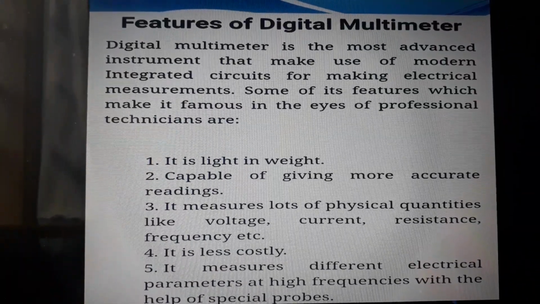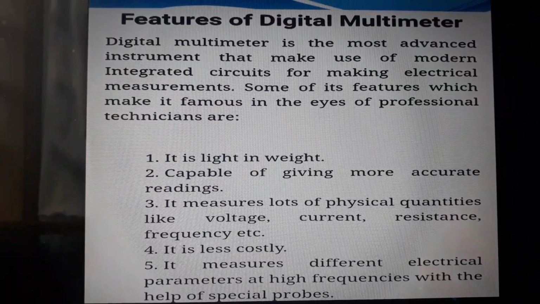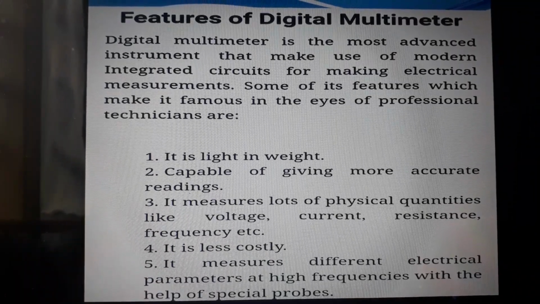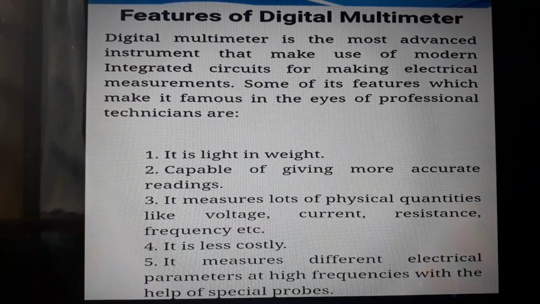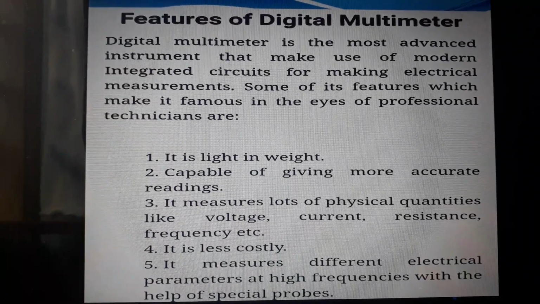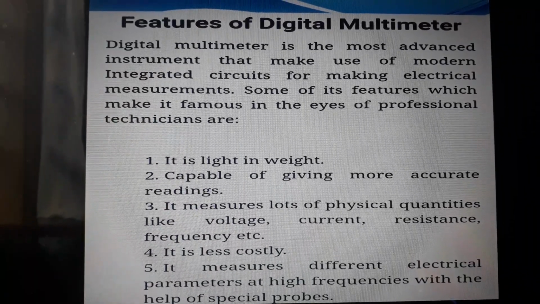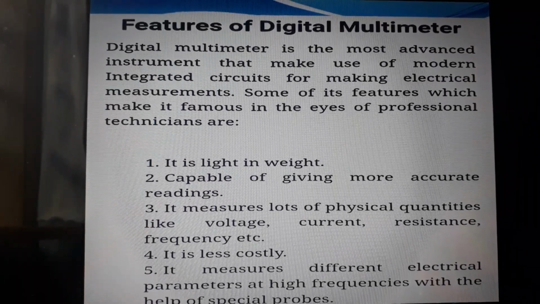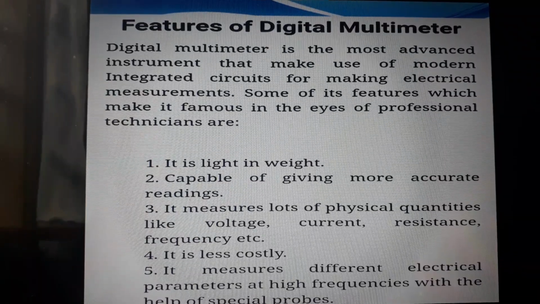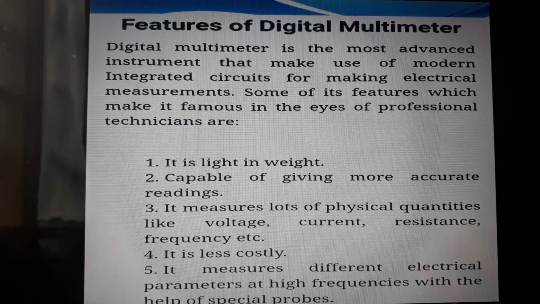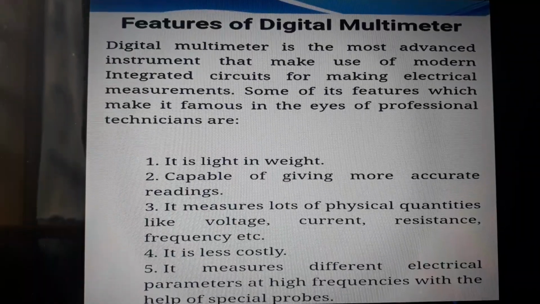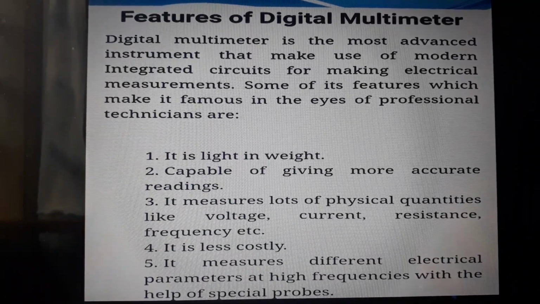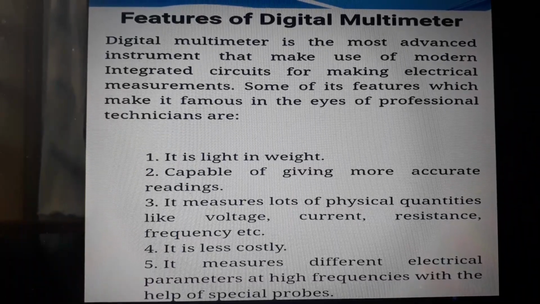Next, the features of the digital multimeter. What are the features of the digital multimeter? The digital multimeter is the most advanced instrument that makes use of modern integrated circuits for making electrical measurements. For different measurements, we are using these digital multimeters. Some of the features which make it famous in the eyes of professional technicians are, first one, it is lightweight, so it is easy to carry.